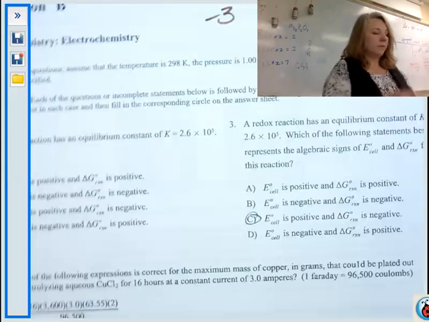Number 9, moving right along. So we had 11 questions. No, we didn't. We had 14.